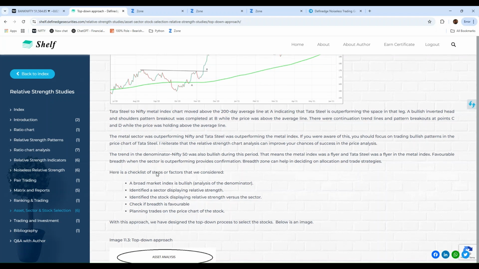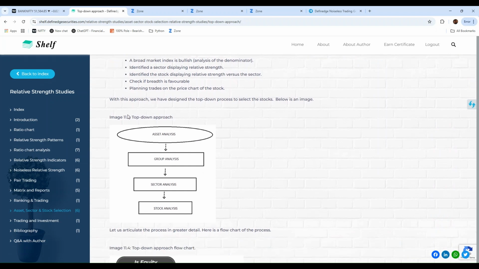Right. Now, this is the basic structure. You do asset analysis, and then you do group analysis, and then you do sector, and you do stock. In this case, we've slightly tweaked it. We're going to do sector analysis. We're going to check the breadth of the sector, and then we are going to dig into the bull side or the bear side of the stock analysis. Right? I've slightly tweaked this for my need.